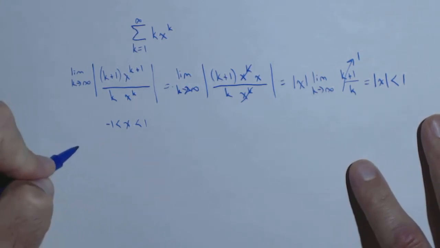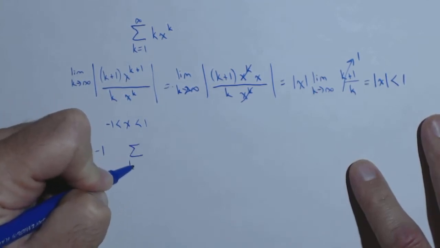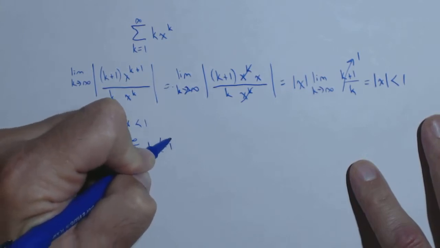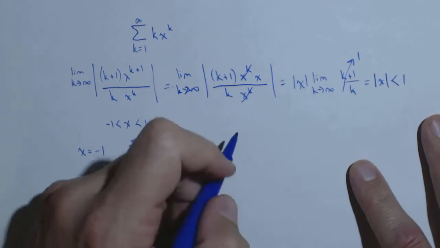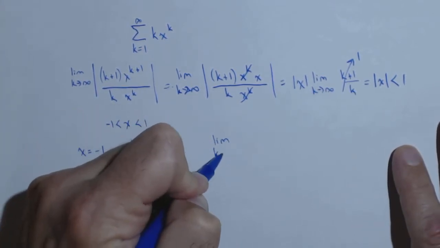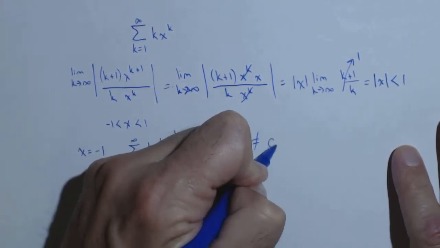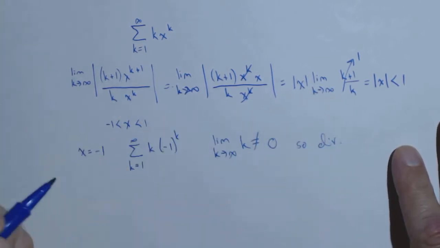So first off, let's test x equals -1. And plugging that into my series, I would get k times (-1) to the k. Well, we can very quickly show that the limit as k goes to infinity of k does not equal 0. So it's divergent by the divergence test.